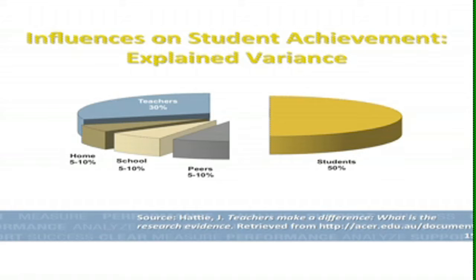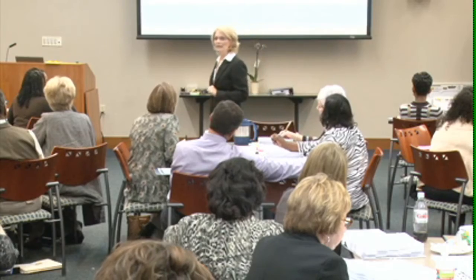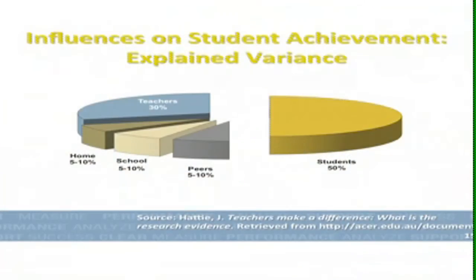And then we have the home. The home explains 5 to 10% of the variance in student achievement. But look here. 30% of the variance in student achievement is explained by the teacher. And you know what, folks? That should empower us that we can make a difference.